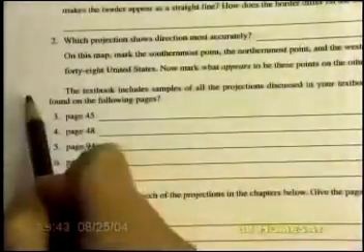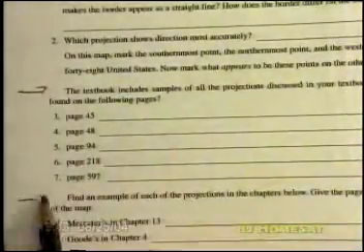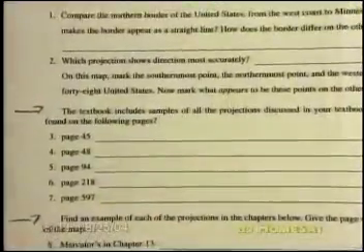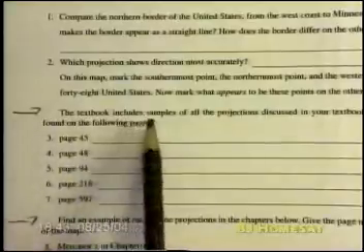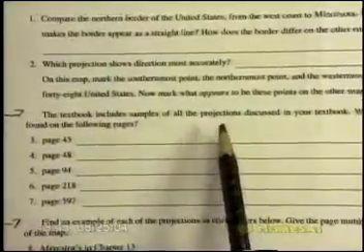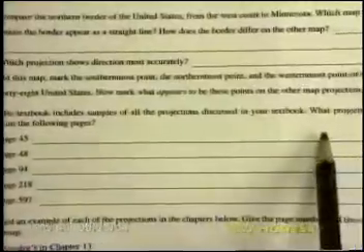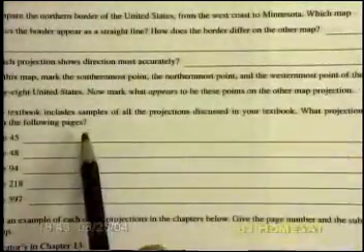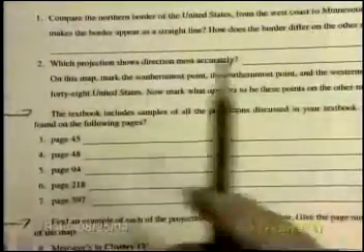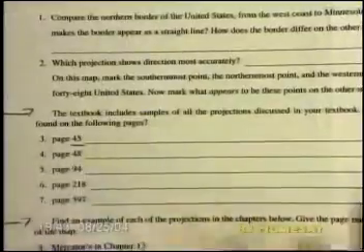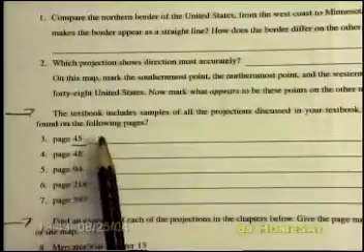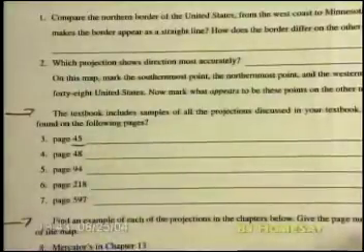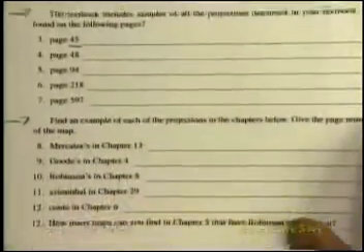Then this is the part that I was trying to prepare you for during the lesson. This first section here says, the textbook includes samples of all the projections discussed in your textbook. What projection is found on the following pages? So you'll look at page 45 and you need to determine what type of projection is used for that particular map. So keep in mind the different lines that we talked about during the lesson.